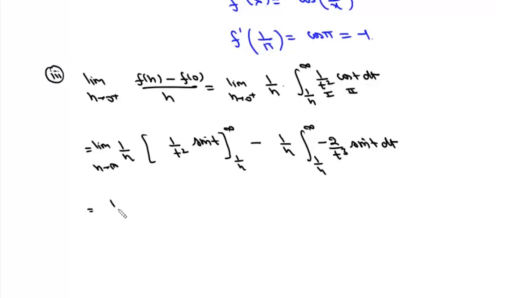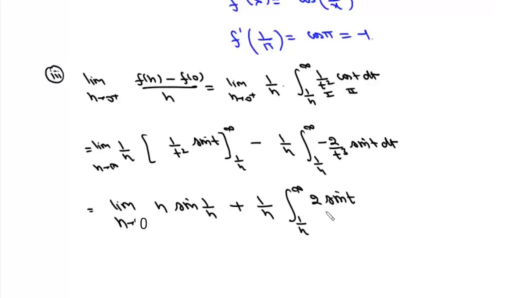So here we can write this as the limit of h sin 1 upon h, and then 1 upon h times the integral from 1 by h to infinity of 2 sin t upon t cube dt. And this is actually h tends to 0 positive. Now if h is 0, it will be 0 into sin infinity, which is an oscillating value between minus 1 and 1. So this is 0, and we'll prove that this integral also converges to 0.